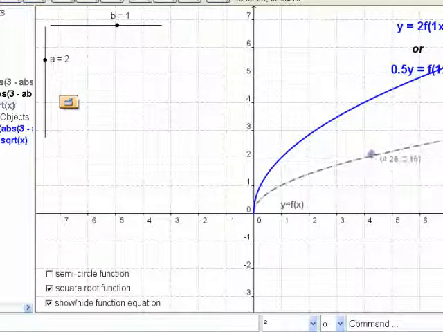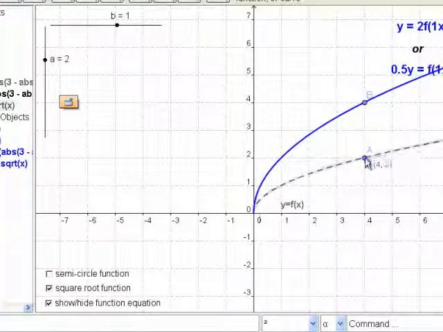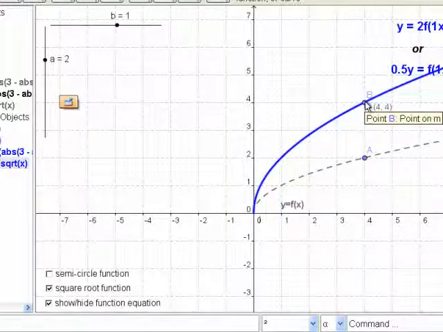You could look at it as vertically expanding by 2, because this point you could think of as having gone to there, right? This point that is 4, 2 is now 4, 4. The y coordinate has doubled.